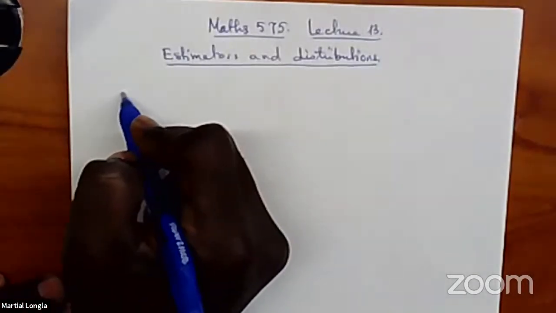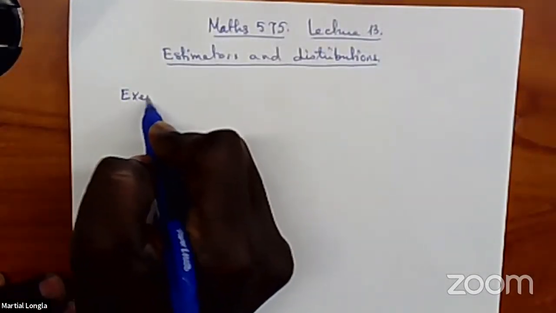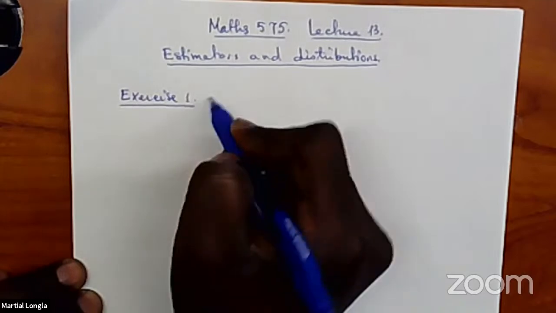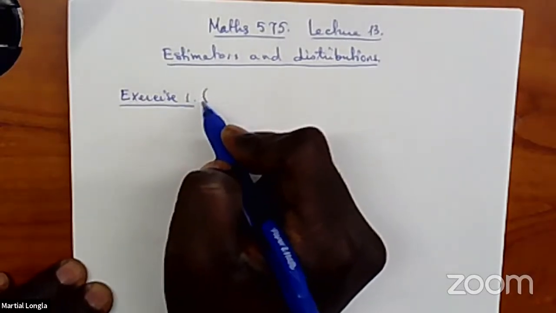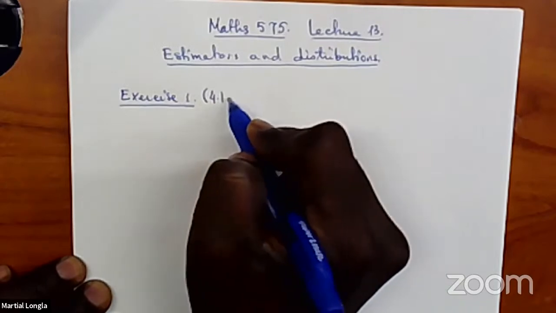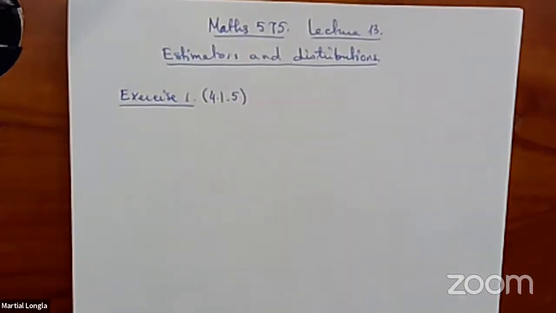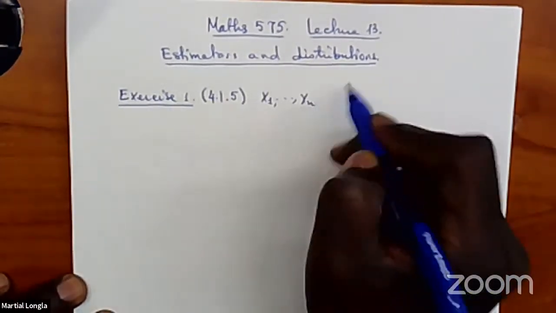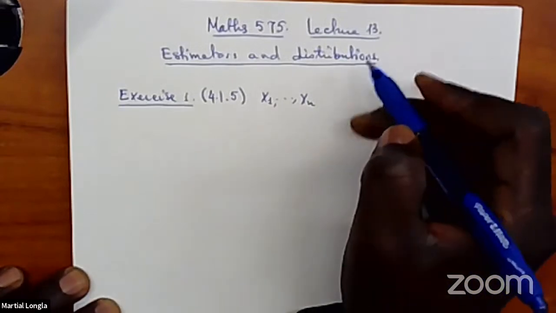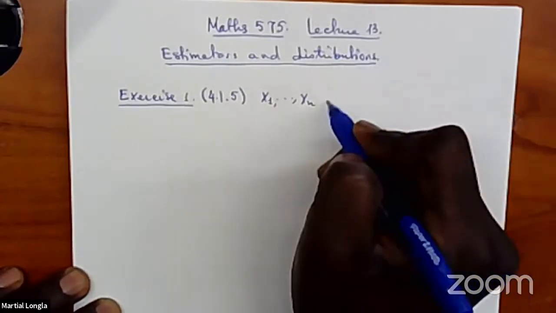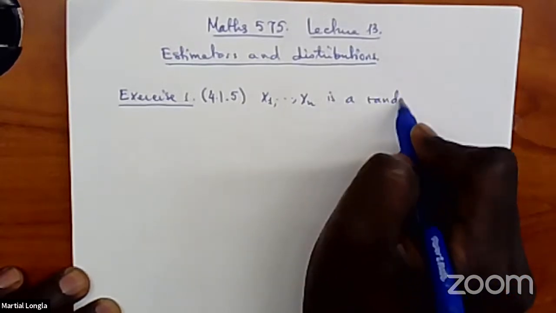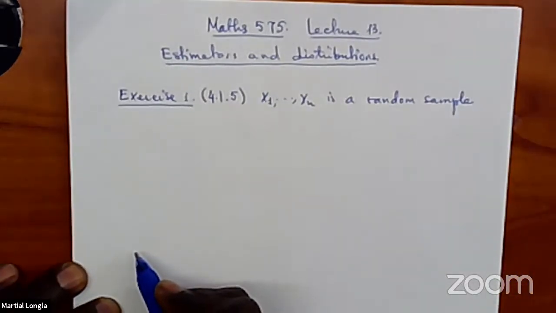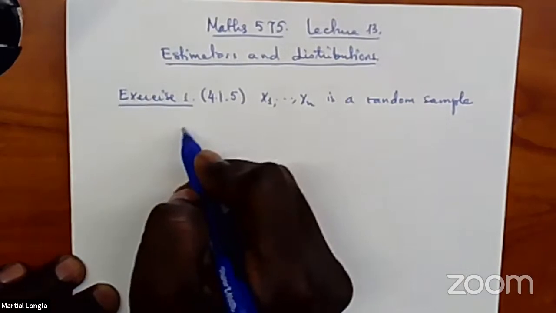So this number 4.1.5. So x1 up to xn form a random sample from a continuous type distribution.